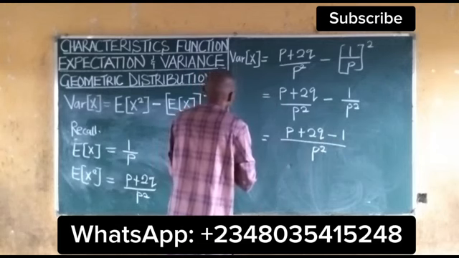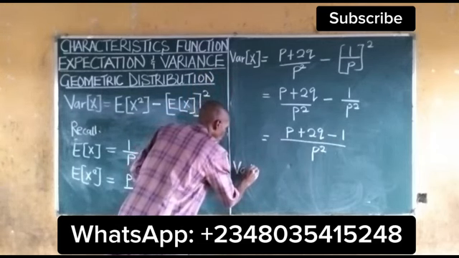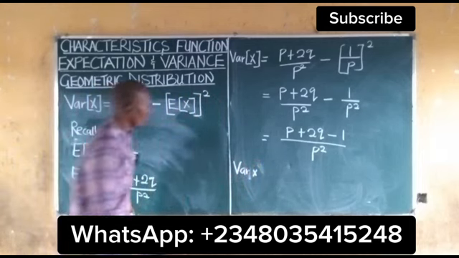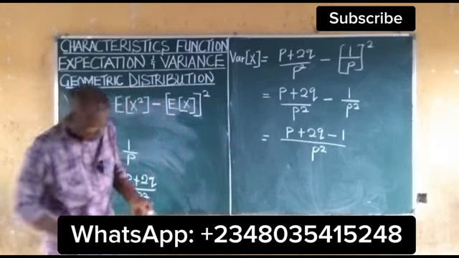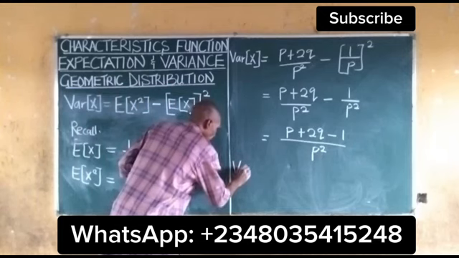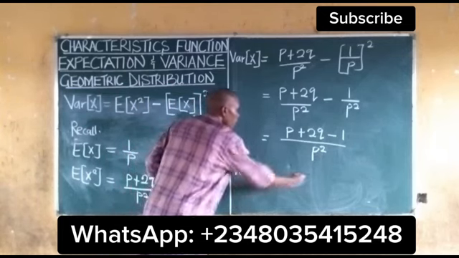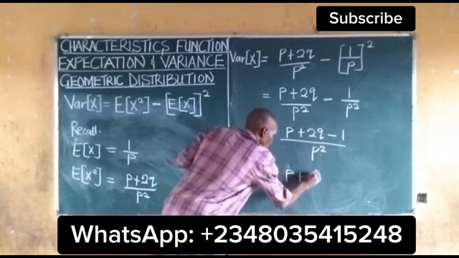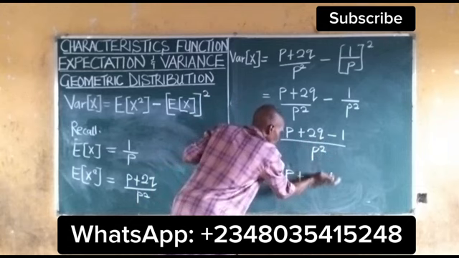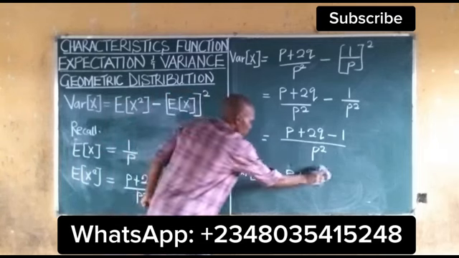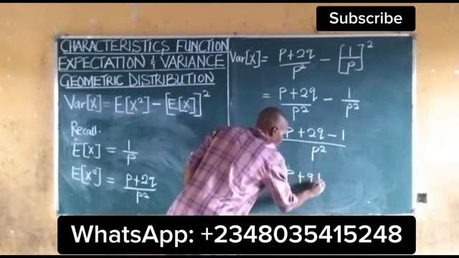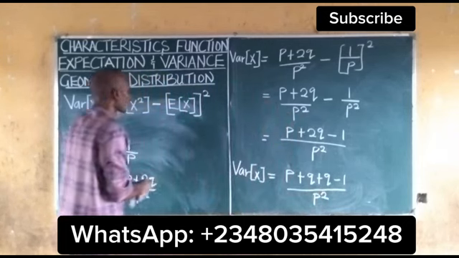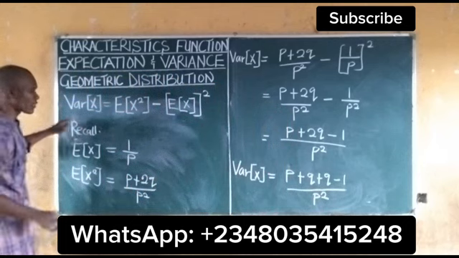Of course, we can still do something, meaning our variance of x can be written as p plus, we can open this to give us p plus, we have 2q there, q plus q minus 1 all over p squared. So we must resolve that. It then means we move over to this side of the board.